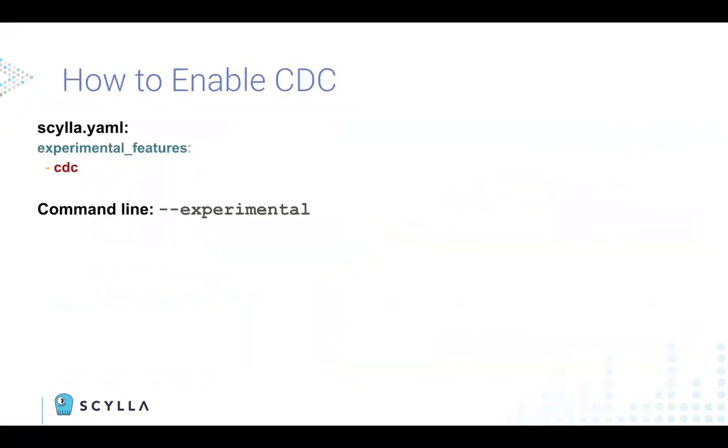Now, if someone wants to use CDC at the moment, it's an experimental feature. So you need to restart your node, your server, with either scylla.yaml edited and the experimental feature CDC added to that configuration file, or with a special command line flag, --experimental.